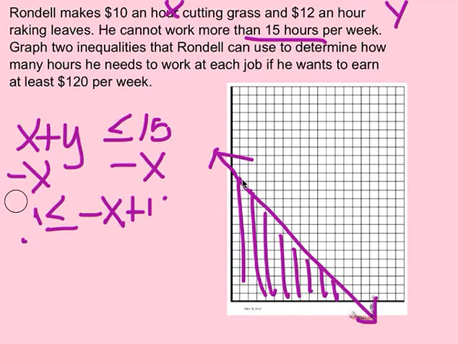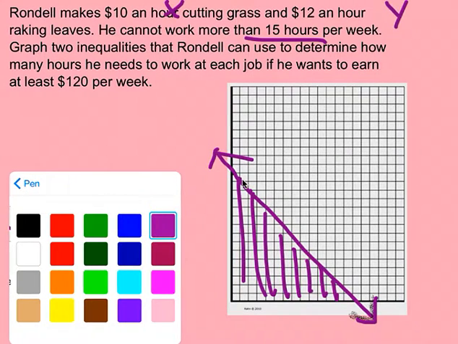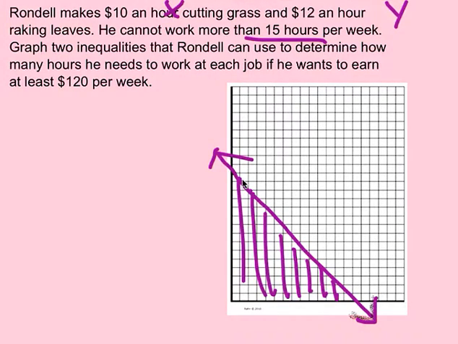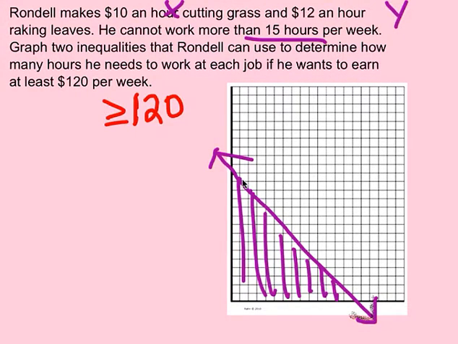Then what we're going to do is the next one. Now we're going to focus on the money. So he wants to earn at least $120 a week. That means if he makes more, that would be better, so we're going to use that symbol because he might want to make more. For every X hour he cuts grass, he gets $10. For every Y hour he rakes leaves, he gets $12.